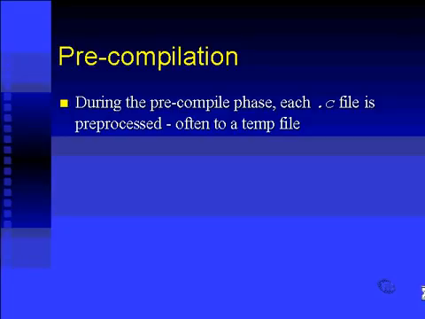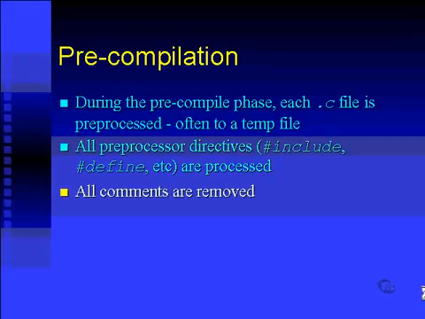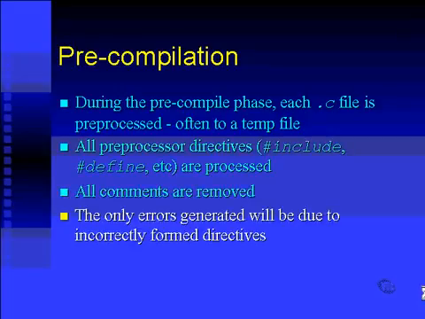During the pre-compile phase, each .c file is pre-processed. Now, sometimes this is done in memory, and sometimes this is done in a temporary file. All the preprocessor directives, hash include, hash define, hash ifdef, hash ifndef, and so forth, they're all processed. In other words, it's just text substitution. Comments are removed. The only errors that you're ever going to get out of this are going to be due to incorrectly formed directives. For example, macros. You might have a macro that requires 2 parameters and you may only give it 1 parameter somewhere in the code. You're going to get an error message because of that.